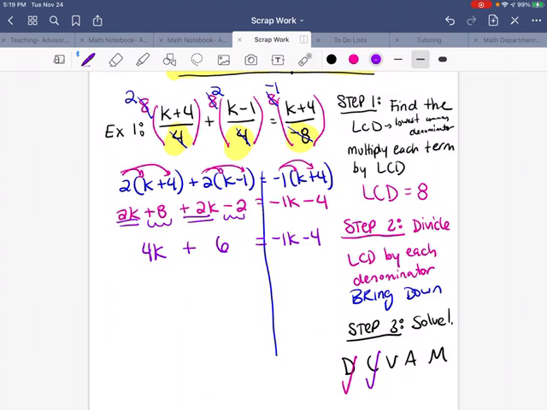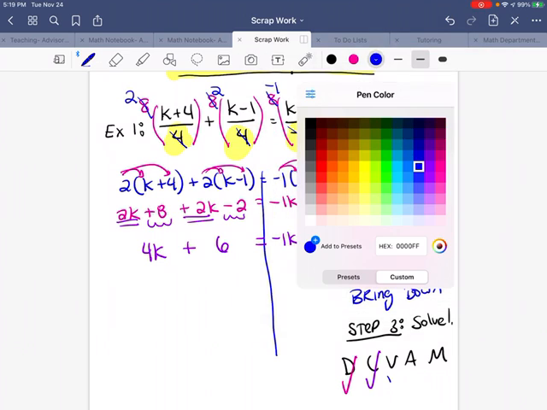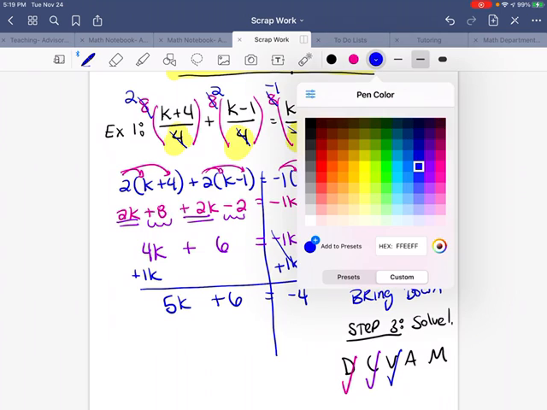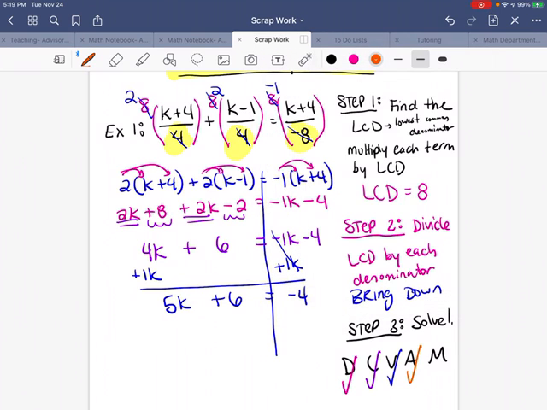Okay, so next thing, we look for variables on both sides. I do have that. So I take the smaller one, negative 1k, and I add 1k. Whatever I do to one side, I do to the other side. And so I end up with 5k plus 6, that cancels, equals negative 4. Next is addition subtraction. So I'm going to get rid of the plus 6 with a negative 6, and you get negative 10 equals 5k.